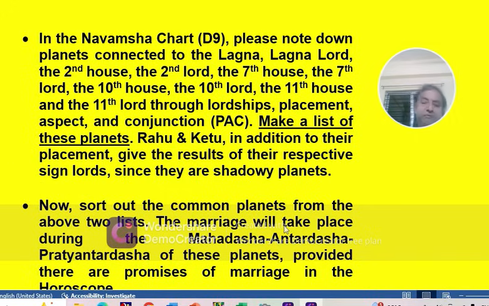There will be several planets. Now sort out the common planets from the above two lists. The marriage will take place during the Mahadasha, Antardasha, Pratyantardasha, Sookshmadasha, and Pranadasha of these planets, provided there are promises of marriage in the horoscope, means in your horoscope or somebody's horoscope.